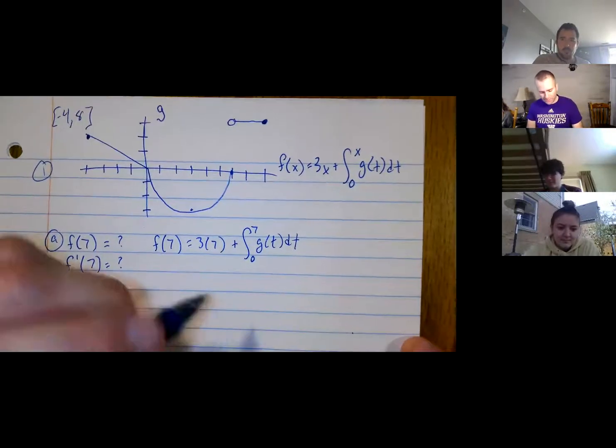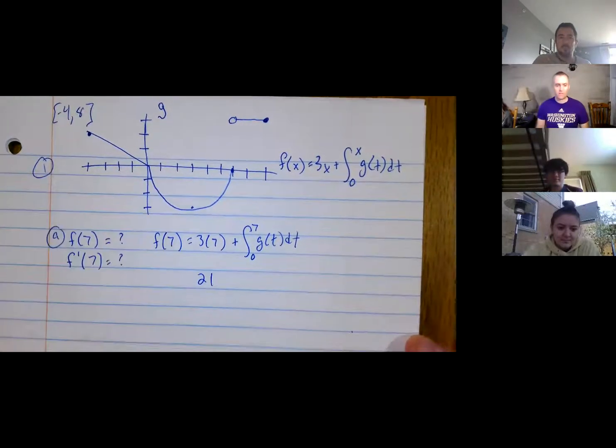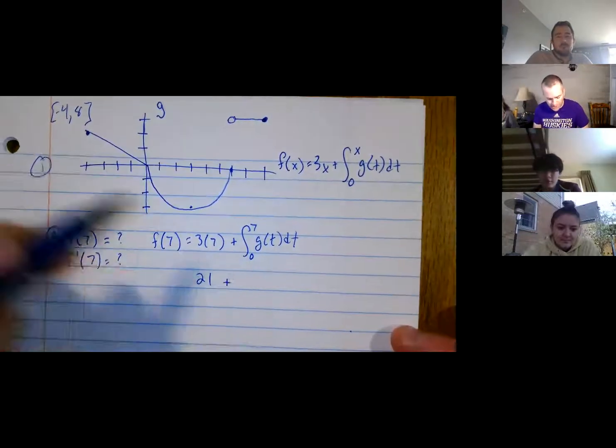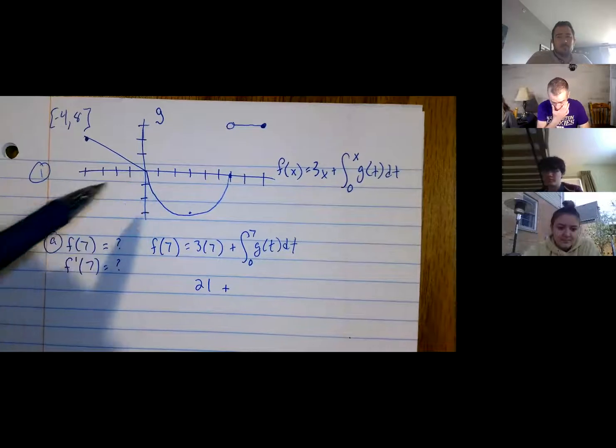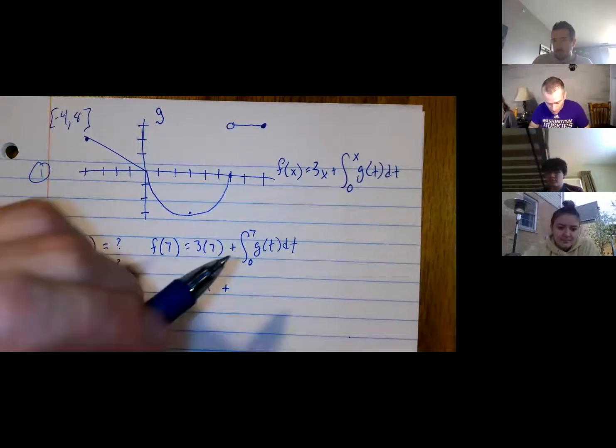3 times 7, of course, is 21, but you could just leave it. If you left it as 3 times 7, that would be fine. But then plus the integral from 0 to 7. So we have from 0 to 7, the integral from 0 to 7.